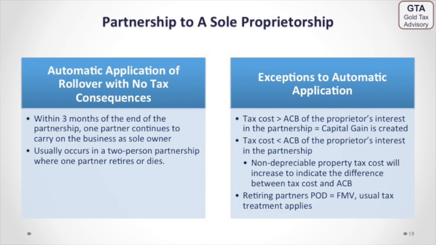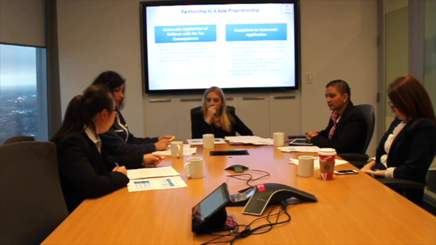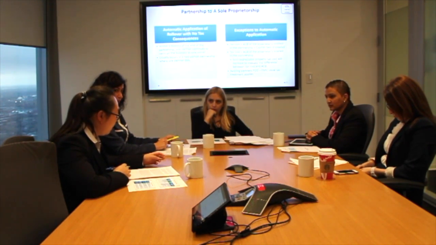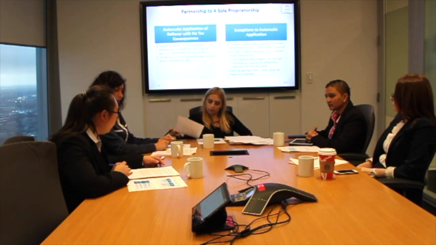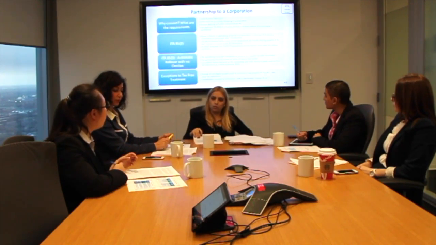When transferring from a partnership to a sole ownership, the rollover rule will apply. If one person of a two-person partnership retires or dies, the other partner carries on the business alone. The rollover rule will be applied within 3 months of the end of the partnership. However, if the tax cost is greater than the ACB of the original partnership interest, there will be a capital gain. If the tax cost is smaller than the ACB of the original partnership interest, the cost of non-depreciable assets could be increased to reflect the difference. Since the rollover rule is only applied to the partner who continues the business, the retired partner will follow the general rule and be considered to have a disposition at fair market value.